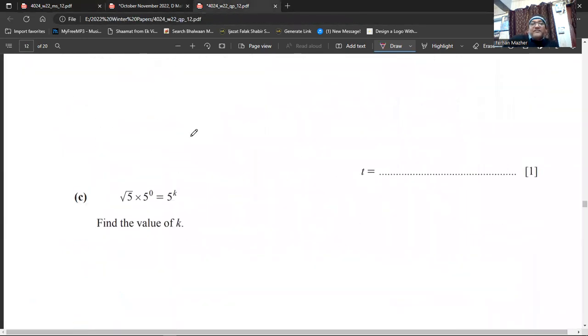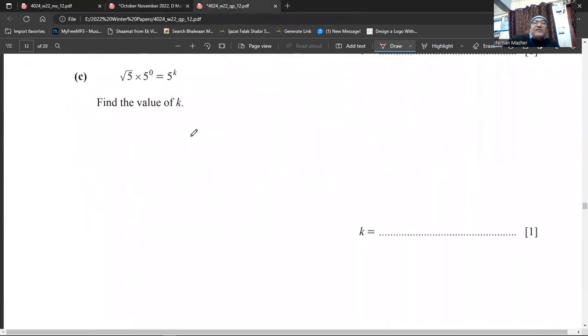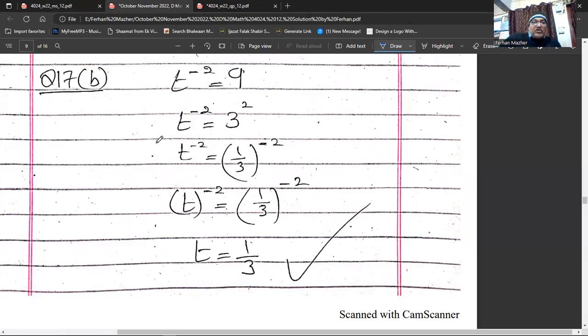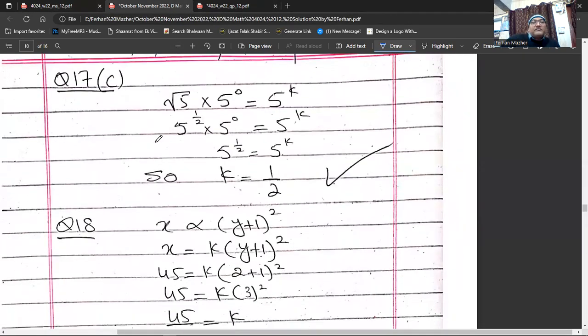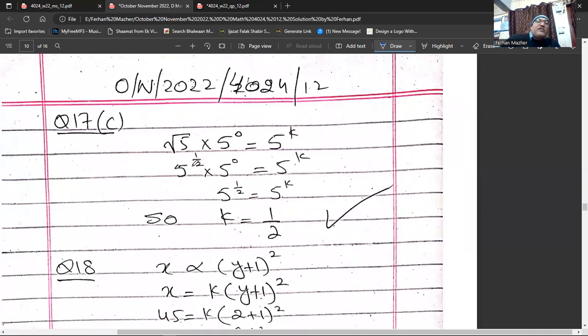Hopefully you understand. Question number 17, C part. We have the square root of 5 multiplied by 5 raised to power 0 equals 5 raised to power k. So 5 raised to power 1 by 2 multiplied by 5 raised to power 0 equals 5 raised to power k. These powers will be added up. 1 by 2 plus 0 will be 1 by 2.